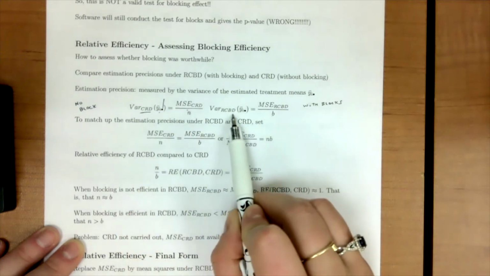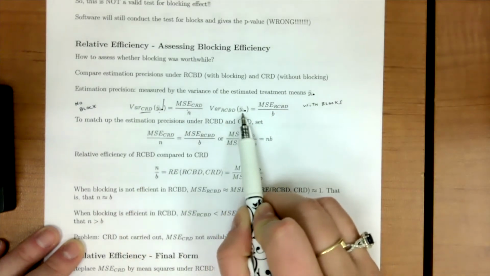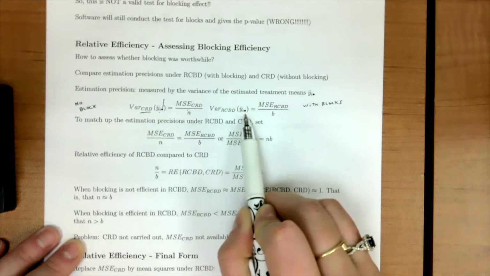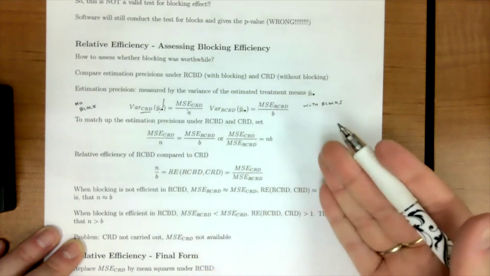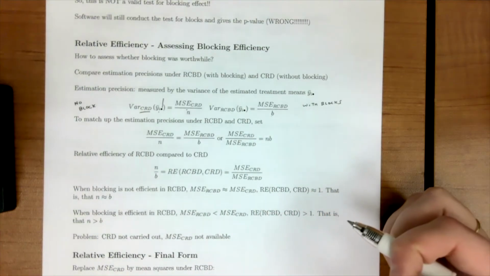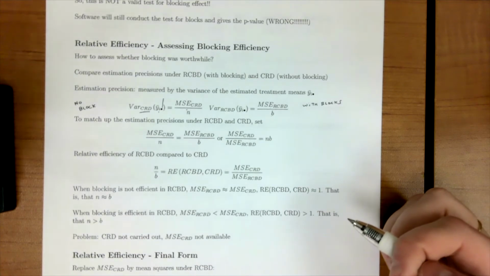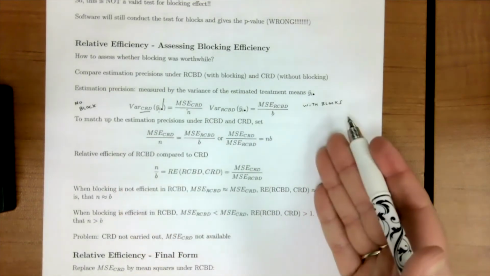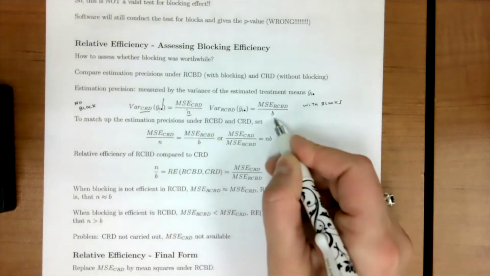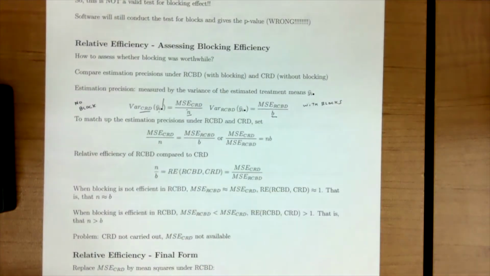In our RCBD, our i is the treatment, and our j, which is being summed over here, is the number of blocks. So we're averaging over the blocks. Since in a randomized complete block design we have 1 replicate per block, we average over those blocks. This little n and this little b are the same.